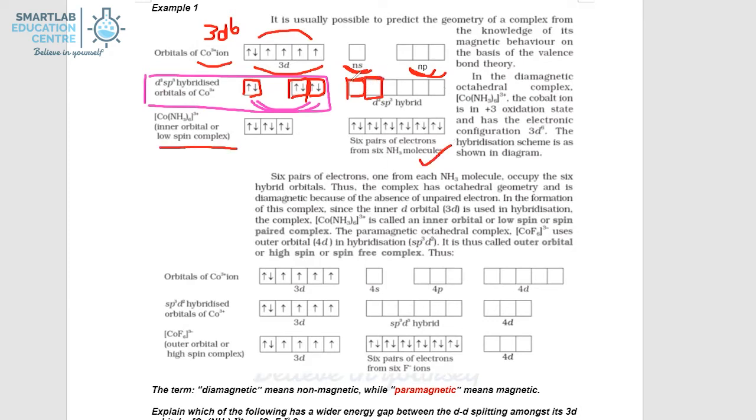Hence, in summary, the 3d orbitals are now of a higher energy level. The 3d orbitals, in order to hybridize with 4s and 4p, must now be promoted to a higher energy level. Hence, the energy gap will be wider.